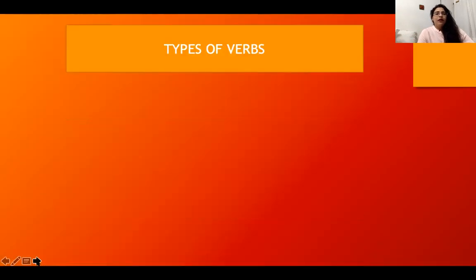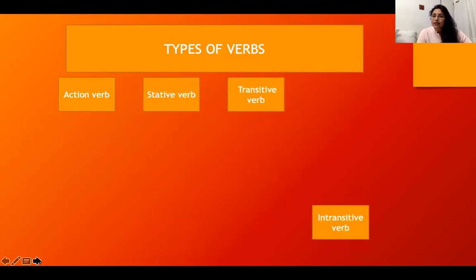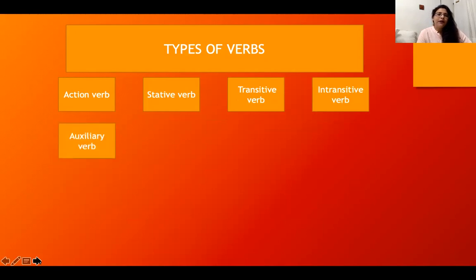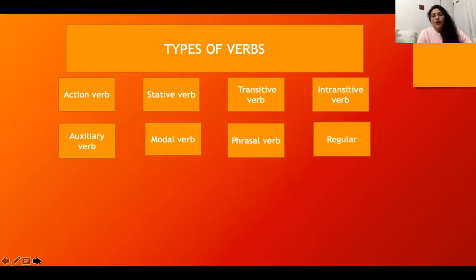Okay, now we come to the very important section, types of verbs. Initially, I was dealing with categories of actions. Now I am dealing with types of verbs. Let's see. First is action verb, stative verb, transitive verb, intransitive verb, auxiliary verb, modal verbs, phrasal verbs, regular and irregular verbs. Now let's take them one by one.